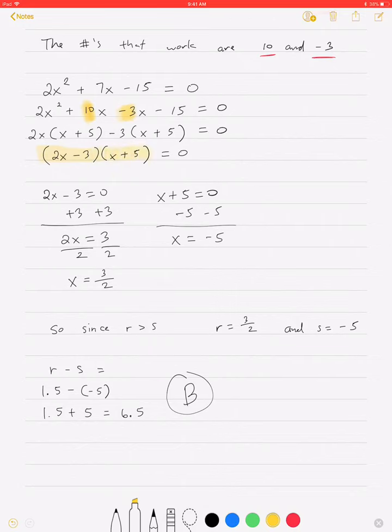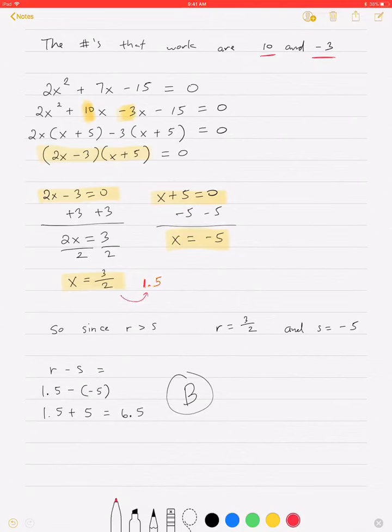Remember, they said it equals 0. So you break each of these equations apart, and then you solve. You get the answer x equals 3 halves and x equals negative 5. X equals 3 halves, it might be easier for you to know that as 1.5. I'll write it in red, 1.5. We'll use this later on.